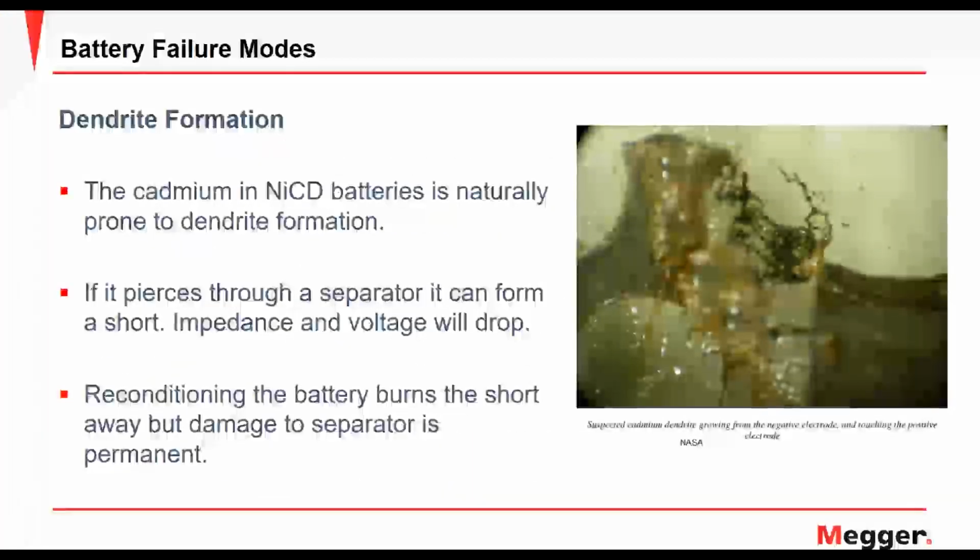Another failure mode for this battery is called dendrite formation. As you can see, the picture here is taken by NASA. The nickel cadmium batteries create a dendrite formation basically in their separator and the electrolyte, thus creating a short circuit between the two plates of the battery. This can be easily detected by the impedance and the voltage drop once we test this battery. If this short circuit reaches a very extensive level, it can result in permanent damage or even battery burns.